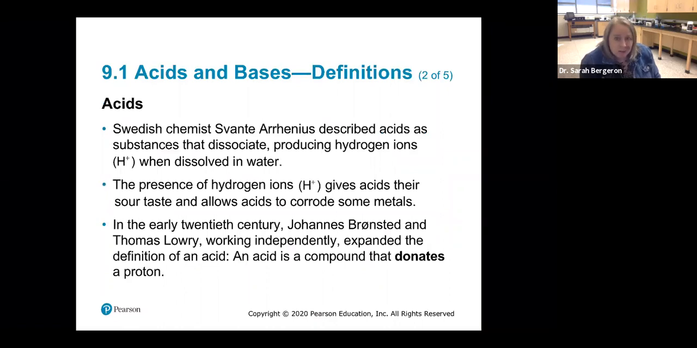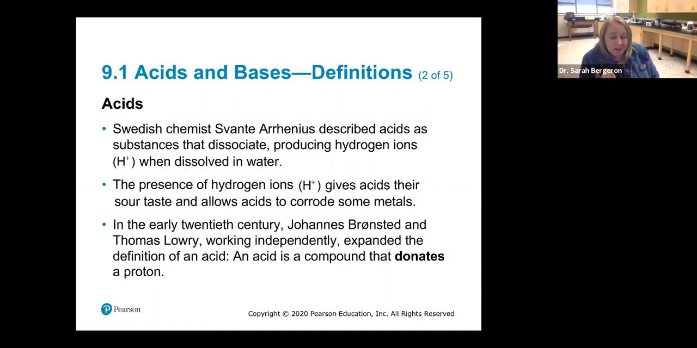So there was a chemist named Arrhenius, and he's the one who first described what is an acid. He said that an acid is a substance that when put into water will disassociate. Remember we said disassociate means split up. So it'll produce what are called hydrogen ions in solution when dissolved in water, right? The presence of those hydrogen ions gives acids their sour taste, like citric acid. Citric acid, all kinds of fruits and things like that, taste very sour. That's our way of tasting the hydrogen ions, to say that it's sour. And this property also allows acids to corrode some metals.